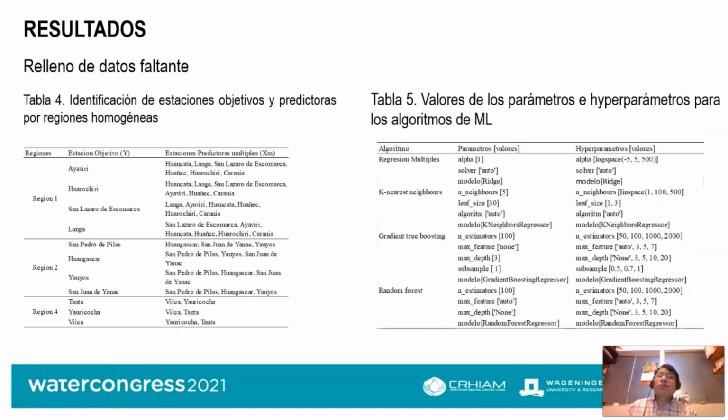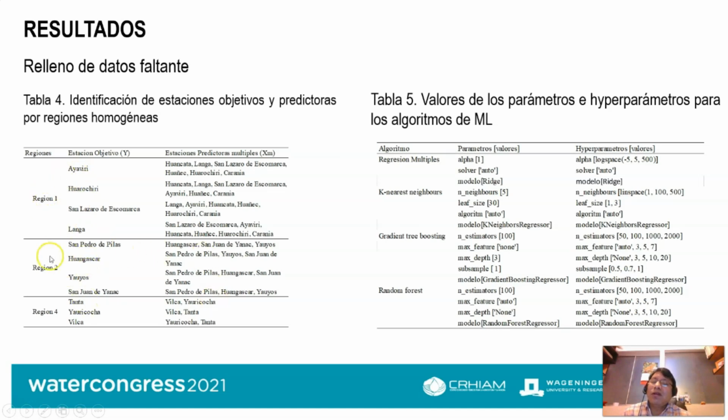Then, with these clusters, we can see that the machine learning technique is used. But for this, we also need to identify the target stations. Remember that some stations had 100% of the original data, but others had some data missing. So the idea is to start filling in the missing data. For cluster or region 1, these 4 have missing information, so they are the target stations. And in this column, these are the stations called multiple predicting stations, several stations that will serve as predictors so that we can fill the missing data for each of these stations.